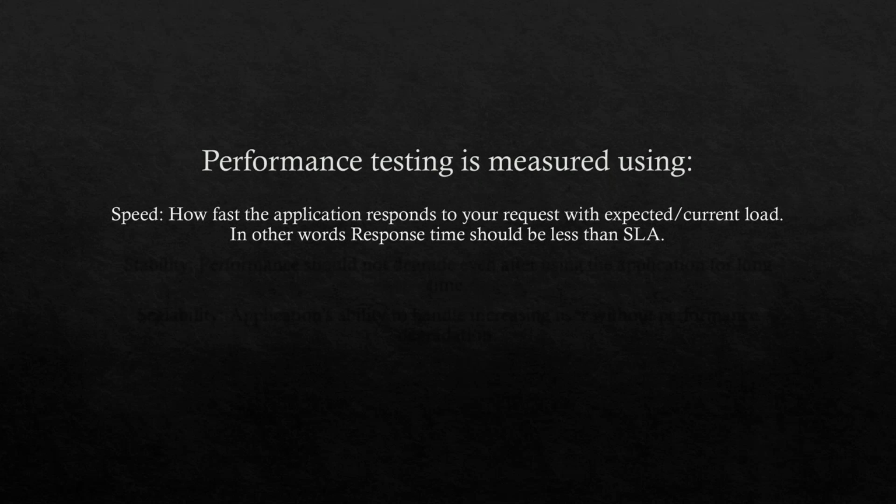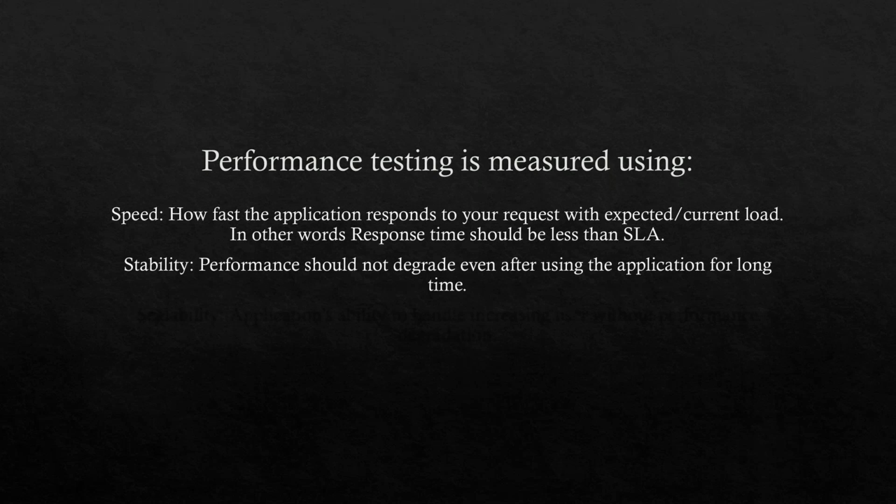But later, in the agile world, everything is going at a rapid pace. All the development work, deployments, maintenance, testing, everything is going at a rapid pace, and the requirements are also coming up very fast. There's a trend in technologies and everything, right? So from there, performance testing is also measured using other two. Along with speed, we have stability. Stability is nothing but the performance should not degrade even after using the application for a long time.